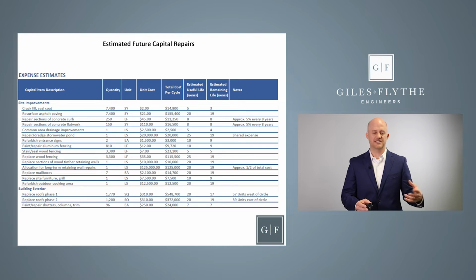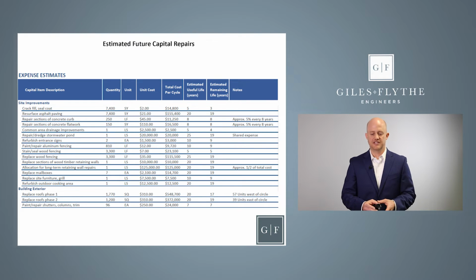Back in the primary section of the report, there's always further elaboration on each one of these components, so you can always go back and look into what each one of these descriptions means with further detail. The next column you see is quantity. So this is the specific quantity of that component that your association is responsible for. As an example, on this spreadsheet, for the asphalt paving, the top two lines, there's 7,400 square yards of asphalt paving within this particular community.